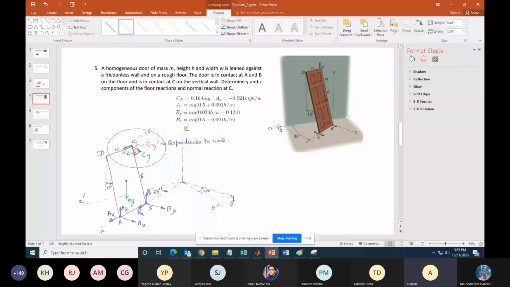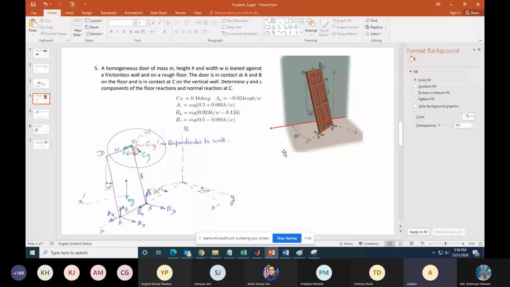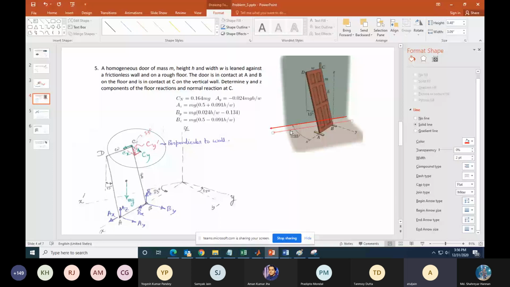So let me make this bigger and brighter. I can also have another coordinate axis system such that this red line is my X. Of course, perpendicular to this will be Y, and this is Z, and this is Y.